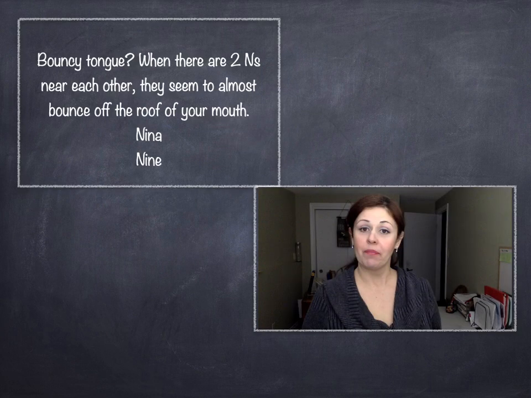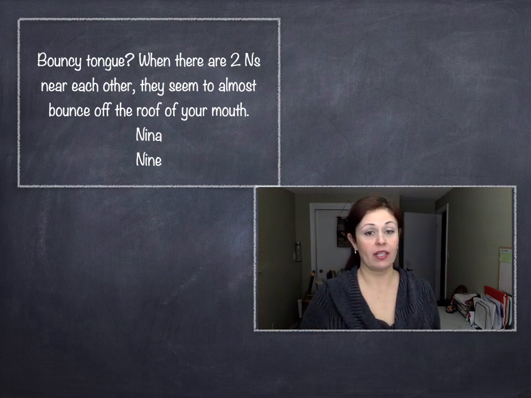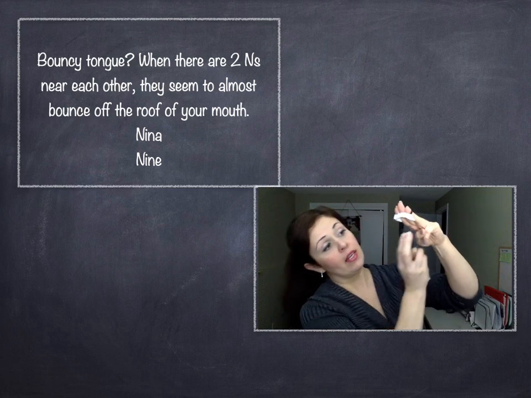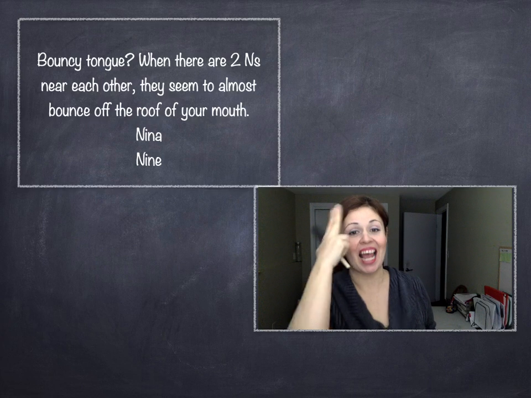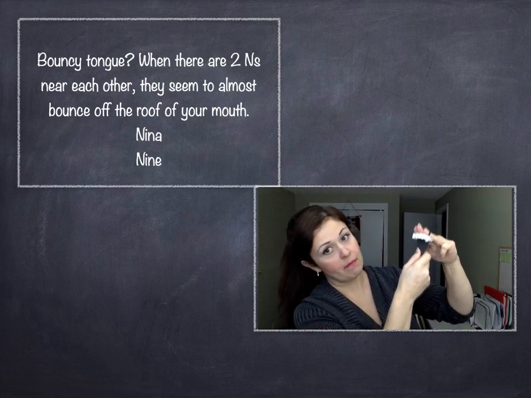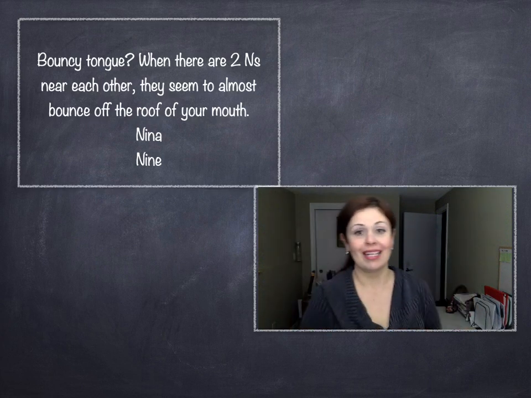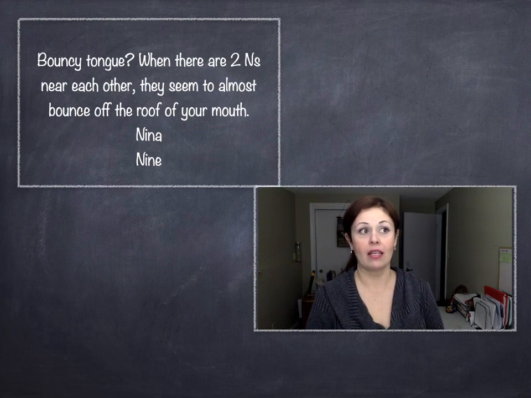Bouncy tongue. When there are two Ns near each other, they seem to almost bounce off the roof of your mouth. Nina, nine. So basically, if this is your tongue and this is your mouth, Nina, Nina, na. So you push and bounce off. Nina, nine, nine. Do not say nan, nan.